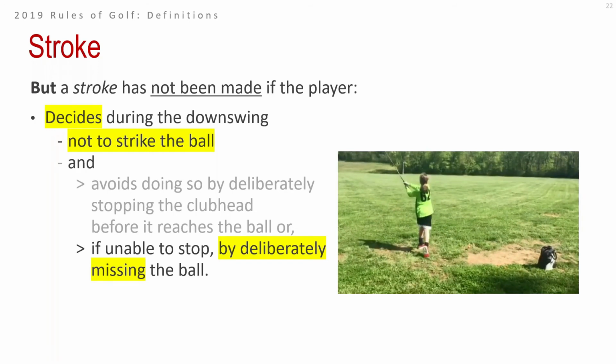So as you can see there, she deliberately missed the golf ball in that situation. I asked her to swing the club head above the ball in a deliberate action to try and miss the golf ball. So in that situation, she has not made a stroke because she deliberately tried to miss the golf ball. So moving on here.